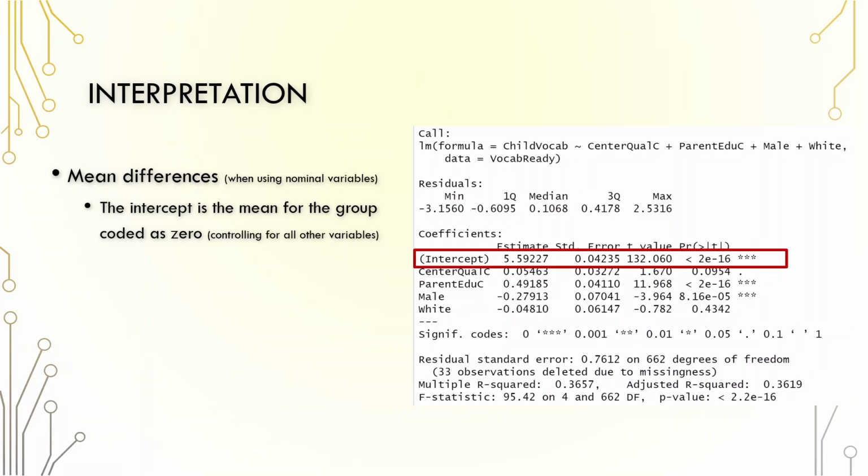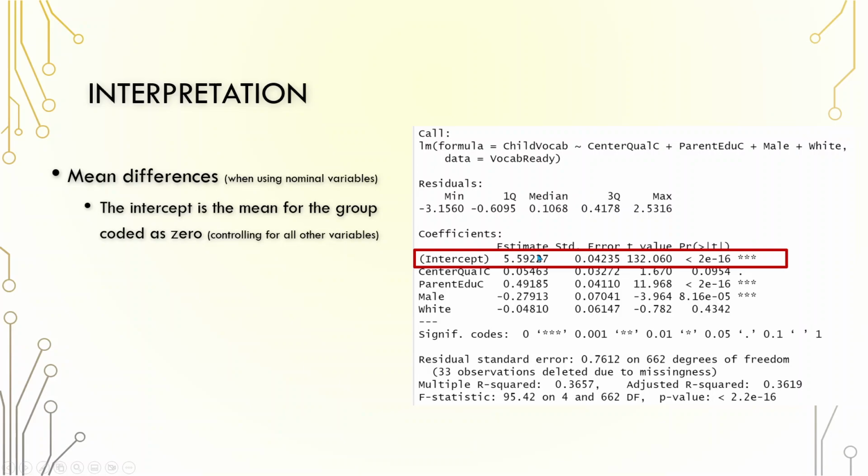So in this model down here, we've got a variable called male. Remember, whatever you name the variable, the standard convention is that the name of the variable is the group that's coded as 1. So 0 would be not male. We've got our model up here, and our dependent variable is child vocabulary.